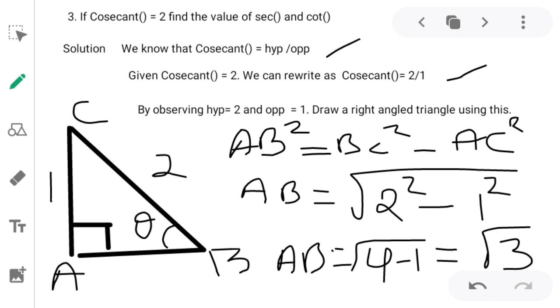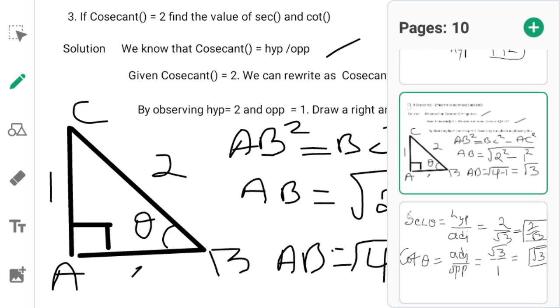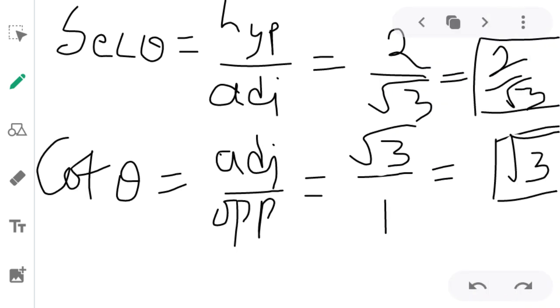So by drawing the right angle triangle, we have to find the adjacent side here. AB is the adjacent in the diagram. So AB square equals BC square minus AC square by Pythagoras. So AB equals root of the value of BC, that is hypotenuse, 2 square, minus AC, that is opposite, 1. So 2 square is 4 minus 1 square is 1. So AB equals root 3. That means adjacent becomes root 3. Here we are asked to find out the value of secant theta and cot theta. As we know, secant theta equals hypotenuse by adjacent.